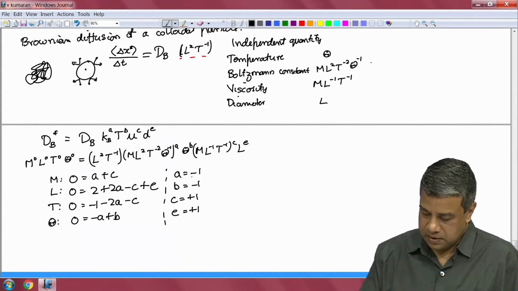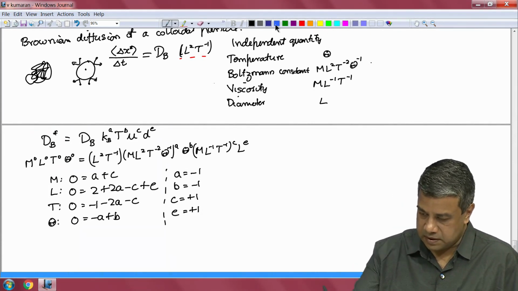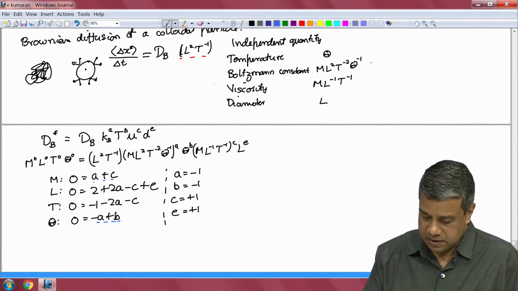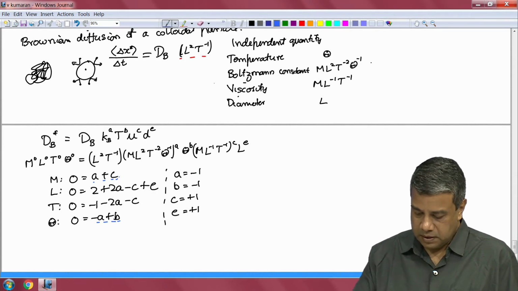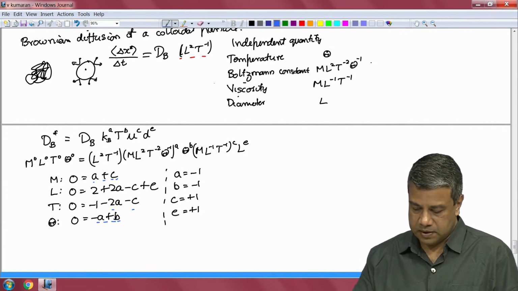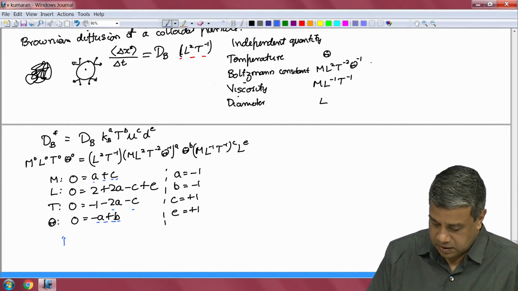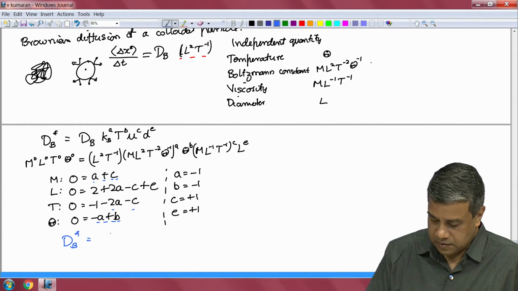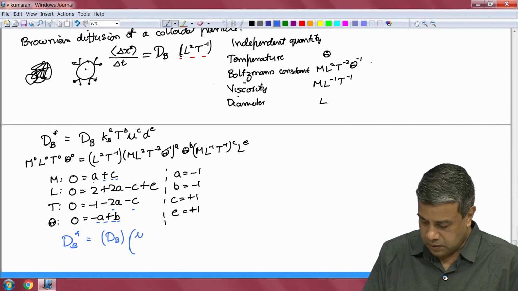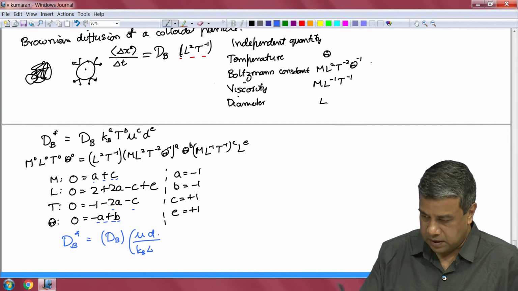You can see that A equals minus 1 and B equals minus 1 satisfies this equation. A equals minus 1 and C equals plus 1 satisfies this equation. And it also satisfies this equation: A equals minus 1 and C equals plus 1 will satisfy this equation as well. And all 4 equations will be satisfied, which will give us the dimensionless Brownian diffusion coefficient as D_B into mu into d by kB into T.